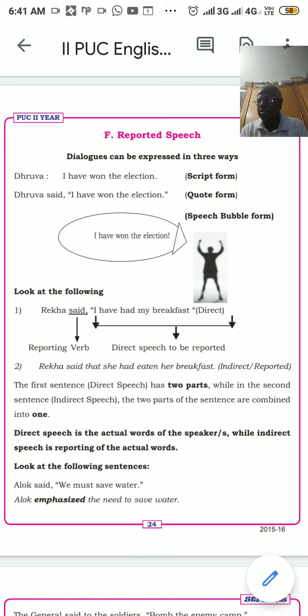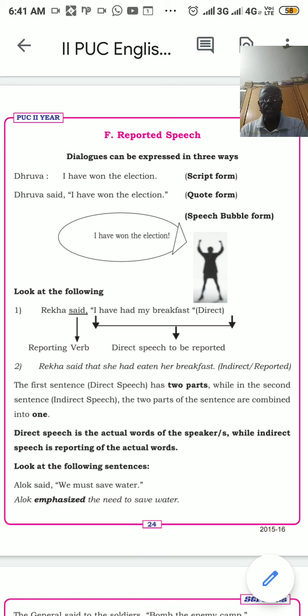See, have you seen? The girl said, "I shall study medicine." Underline shall study. The girl said that she would study medicine. Underline would study. Why has it become would? Because the subject is changed. The pronoun is changed.